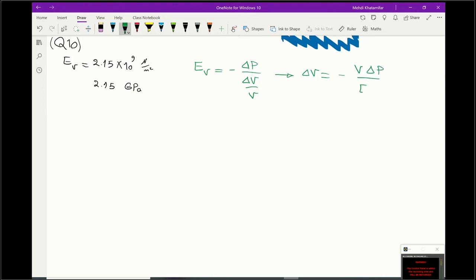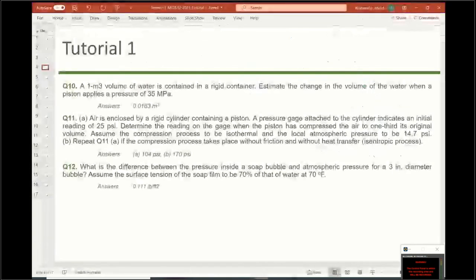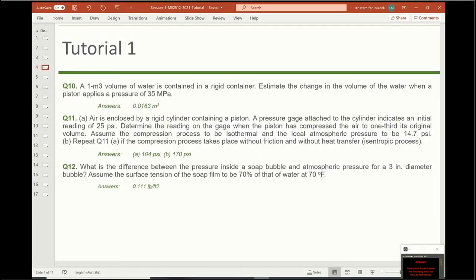And let's go to question 12 very fast, to do as many as we could. So this is about surface tension. What is the difference between the pressure inside the soap bubble and atmospheric pressure for a 3-inch diameter bubble? So remember, a bubble was twice the droplets. Assume the surface tension of the soap film to be 70% of the water at that degree.